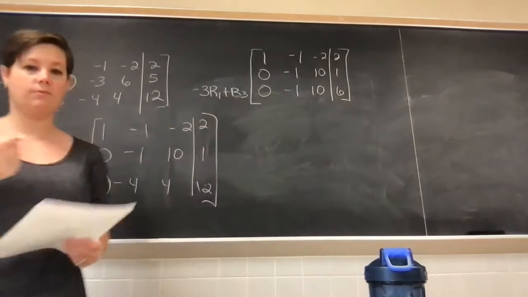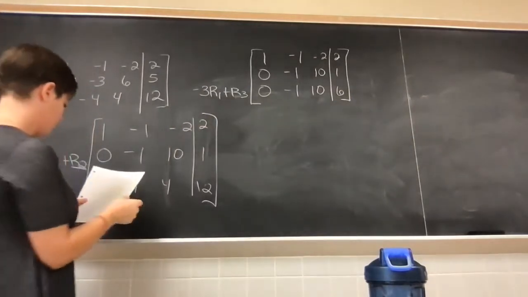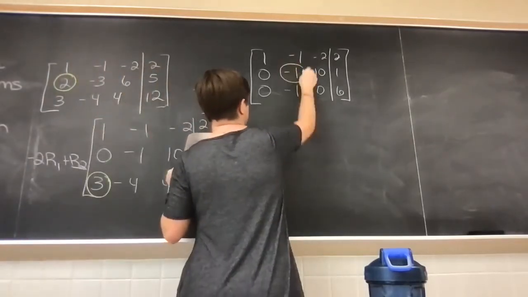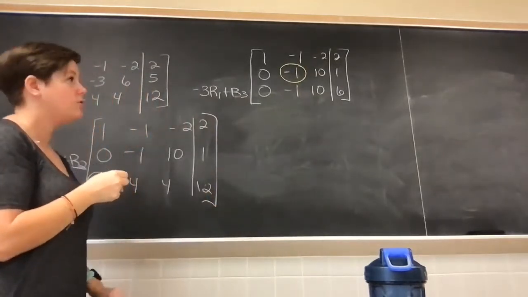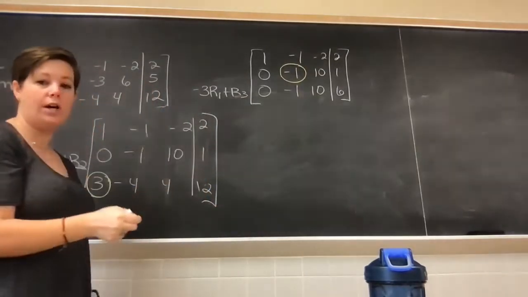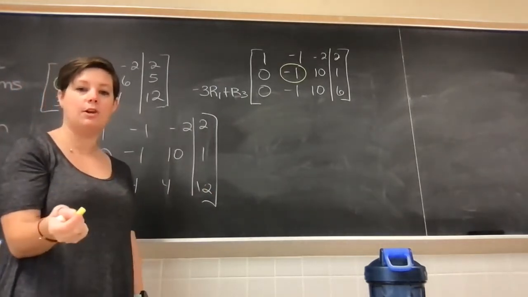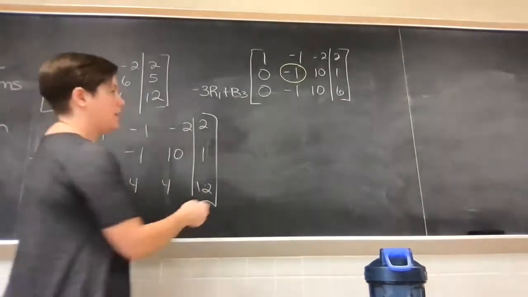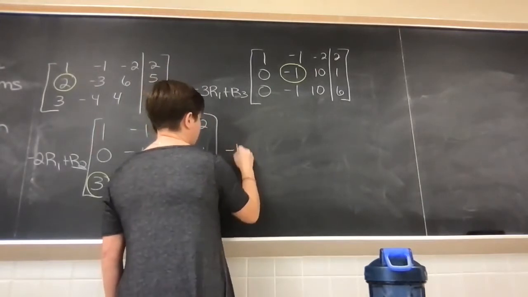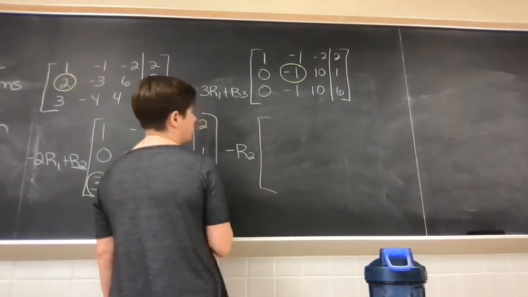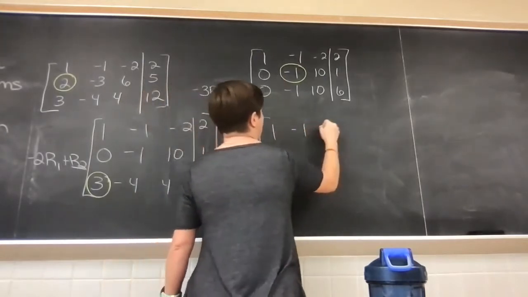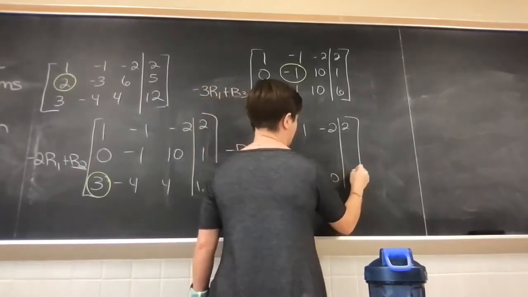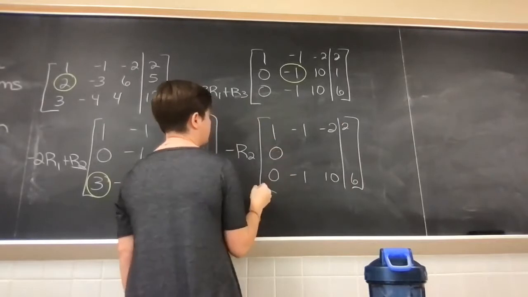Okay? So the next thing I need is to have this be a 1. So when you're trying to get your diagonal of 1s, you're going to end up multiplying by some sort of non-zero number to that row. So what do I multiply negative 1 by to get 1? I multiply it by negative 1. So I'm going to do negative 1 times everything in row 2 to switch that over. So my top row stays, my bottom row stays, and then everything in my second row gets multiplied by negative 1.